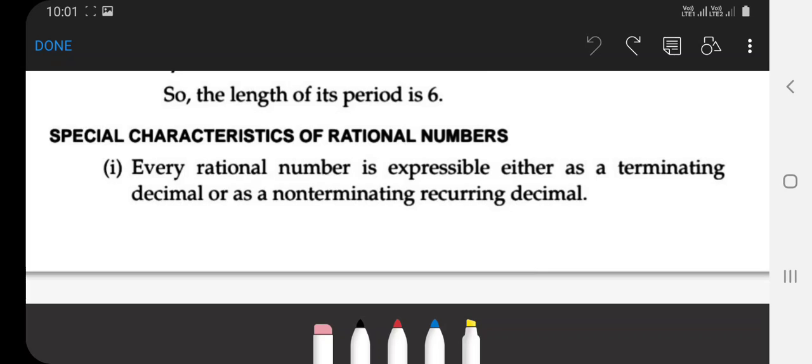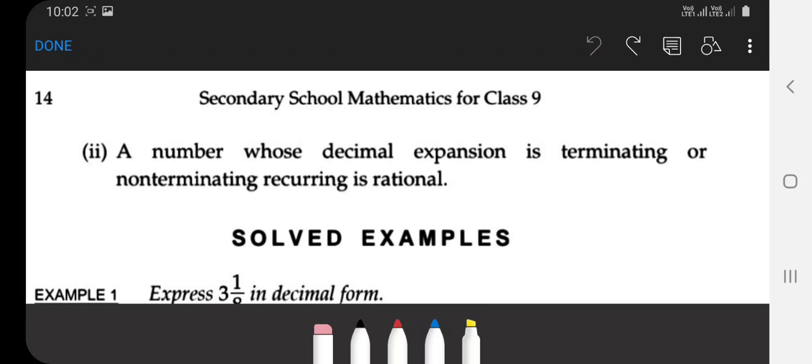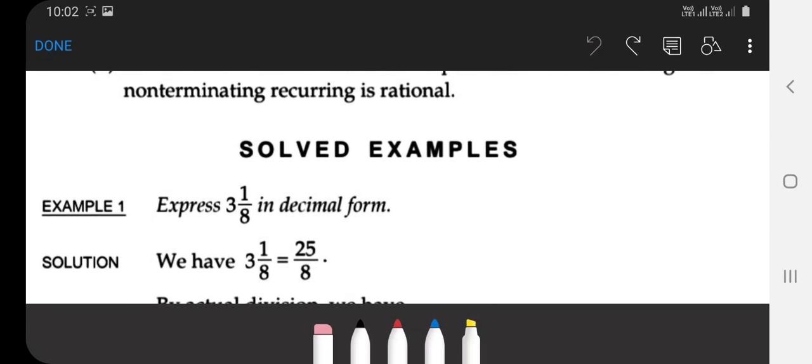The next topic is special characteristics of rational numbers. Every rational number is expressible either as a terminating decimal or as a non-terminating recurring decimal. Recurring means repeated. The second rule is, a number whose decimal expansion is terminating or non-terminating recurring is rational. So it is very simple to solve these examples.